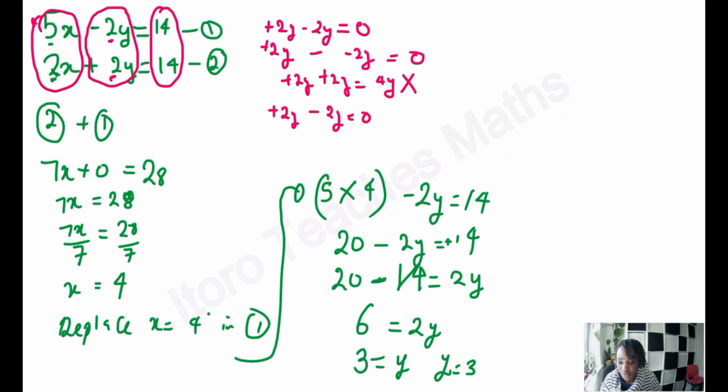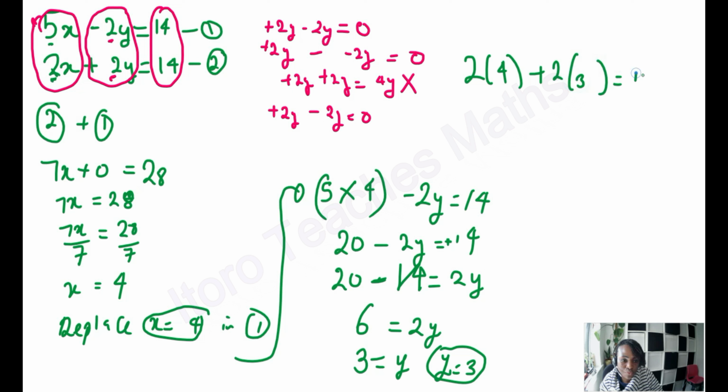So now we have solved for x over here, and we've also solved for y. But remember, we always have to check that it worked. So let's now play around with it in equation 2. Equation 2 is 2x, so 2 times x, and x was 4, plus 2 times y, and y is 3, equals 14. So let's see, 2 times 4 is 8, plus 2 times 3 is 6, equals 14.